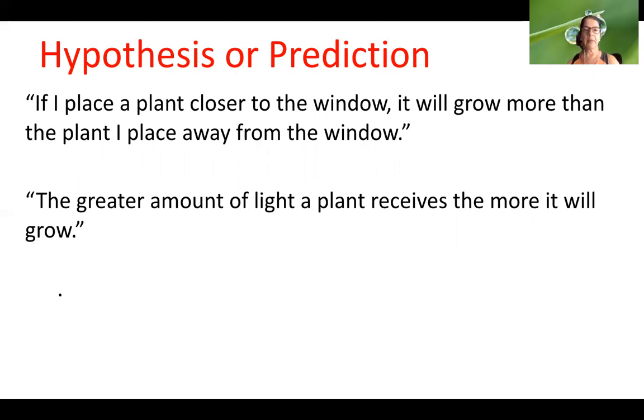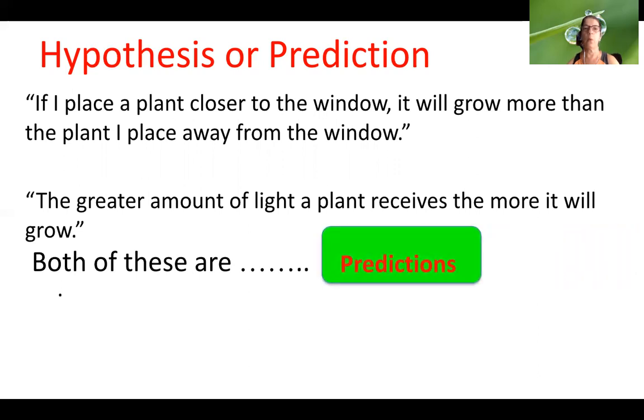Let's look at the second statement. The greater amount of light a plant receives, the more it will grow. This sounds very much like a hypothesis. But in truth, it is a prediction. Why is it a prediction? Because even though I am not doing any experimentation, I am predicting what's going to happen if a plant receives different amounts of light. The greater the light, the more growth. The less the light, the less growth.